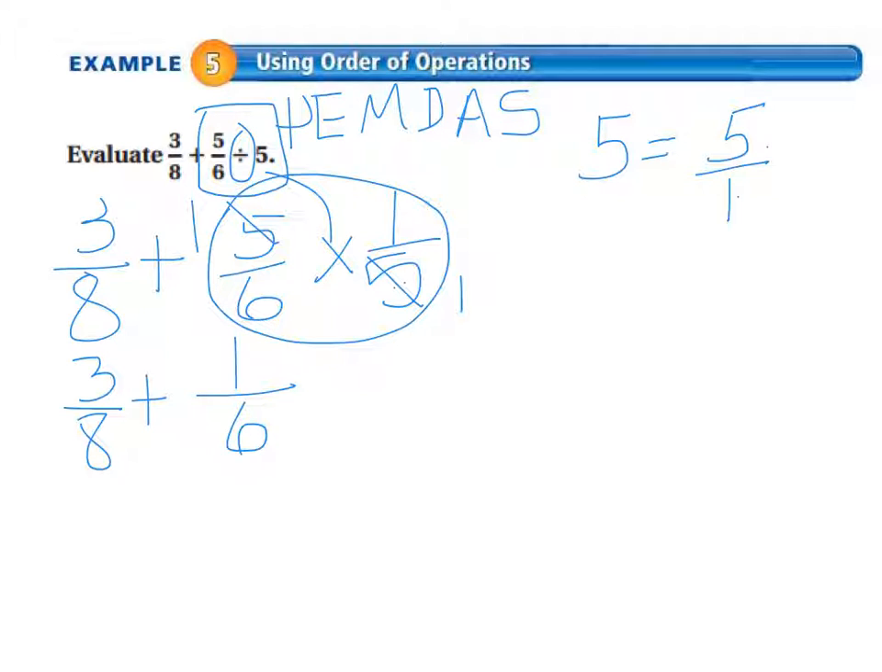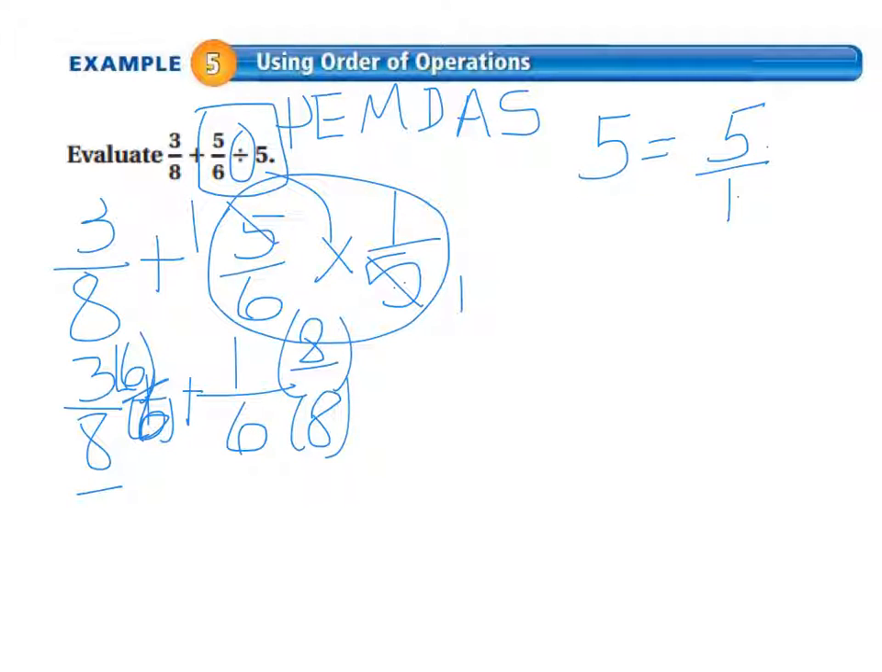So 8 and 6. So my first fraction here I'm going to multiply by 6 over 6, which again is the same as 1. 6 over 6 is 1. It won't change the value, but it just changes the size of my fraction. So I have 3 times 6 and 8 times 6. And on the second fraction then I'm going to multiply by 8 over 8, which again will not change the value of my fraction, it just changes the size.